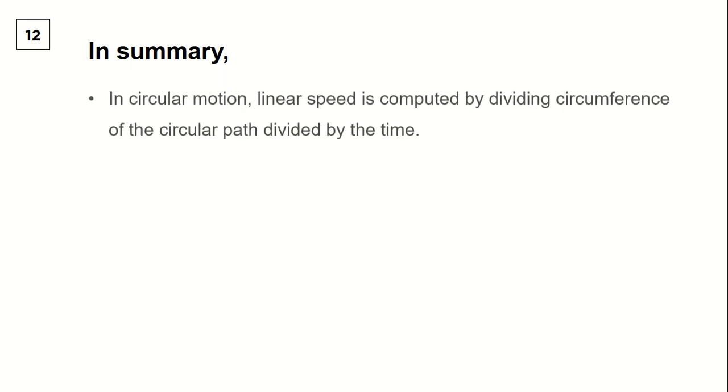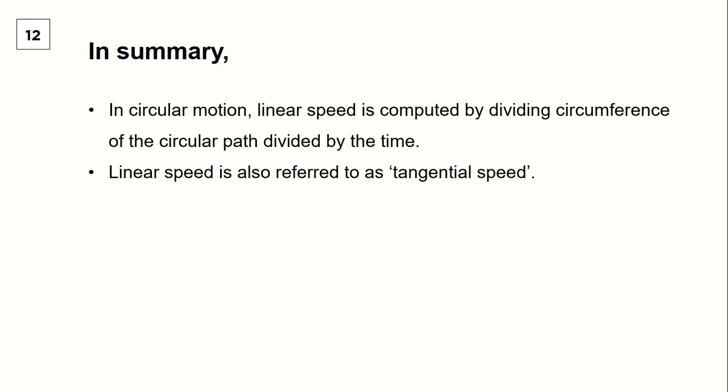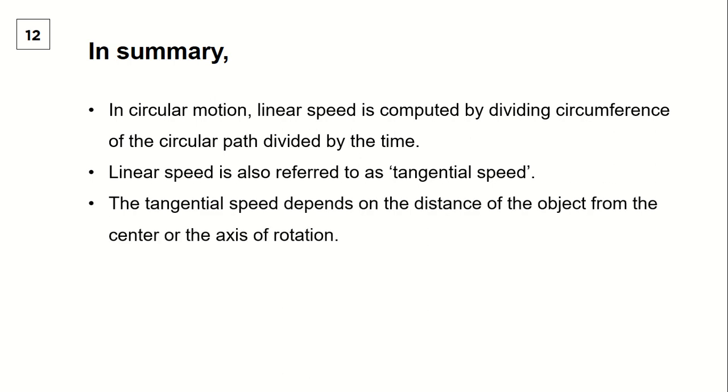In summary, in circular motion, linear speed is computed by dividing the circumference of the circular path by the time. Linear speed is also referred to as the tangential speed. The tangential speed depends on the distance of the object from the center or the axis of rotation. The greater the distance is from the center, the greater also is the tangential speed of the object.